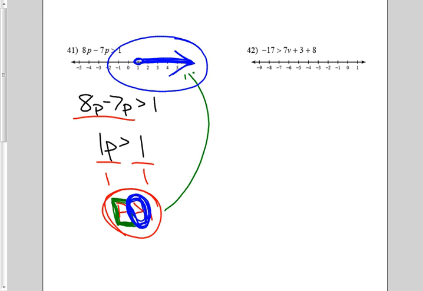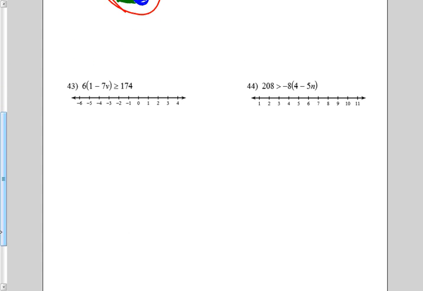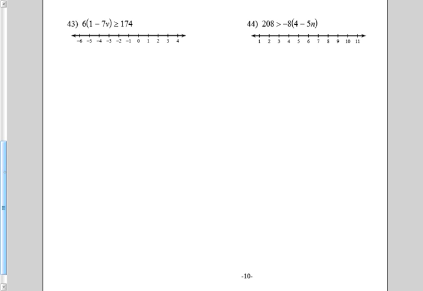As I look through these, let's take a look, because all of our equations and the skills we just learned will apply here. In 43, I've got a distributive property. So I'm going to take that 6 and distribute it. 6 times 1 is 6, minus 7 times 6 is 42, greater than or equal to 174. All of our skills for solving remain the same. So, as I look here, the left-hand side, let's go ahead and subtract 6.